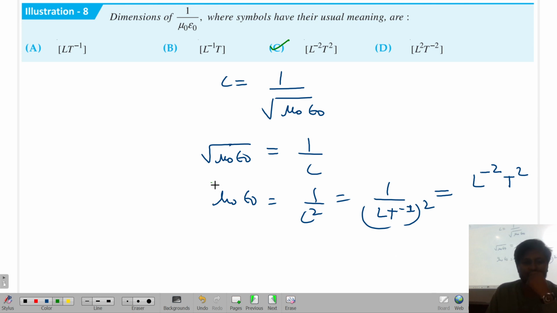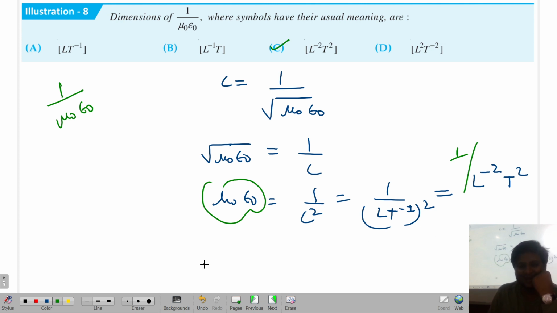Wait. We have calculated for mu naught into epsilon naught. It is asking for 1 by mu naught and epsilon naught. Yes or no? So therefore, it will be 1 by this term, and therefore I'll get the option as L squared to the power of minus 2. So option D is correct. Option D. Got it or not? This is a big problem. I can also make mistakes.